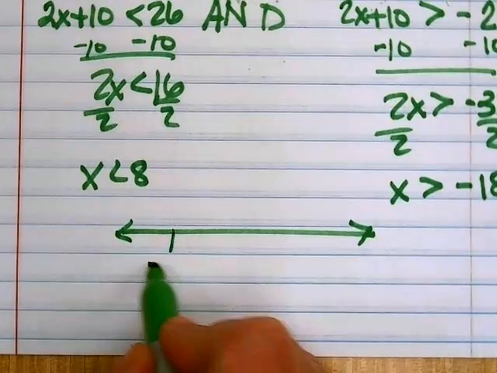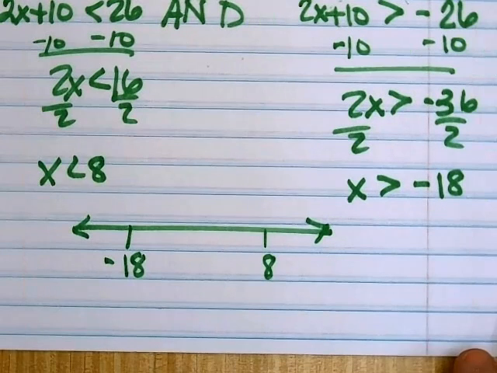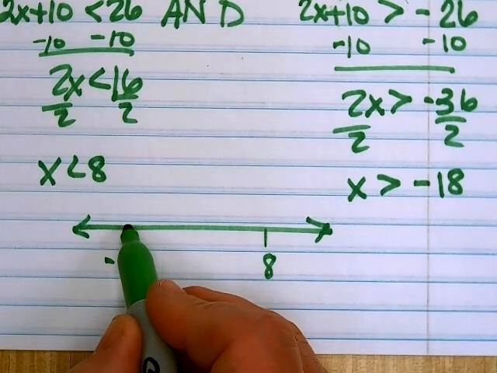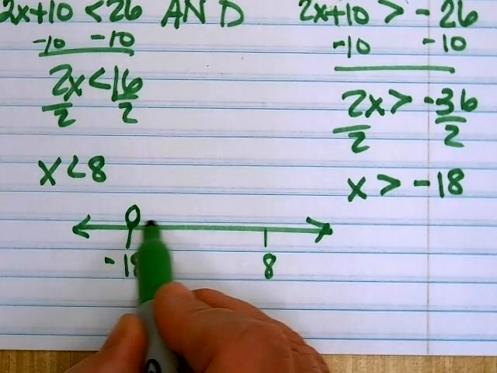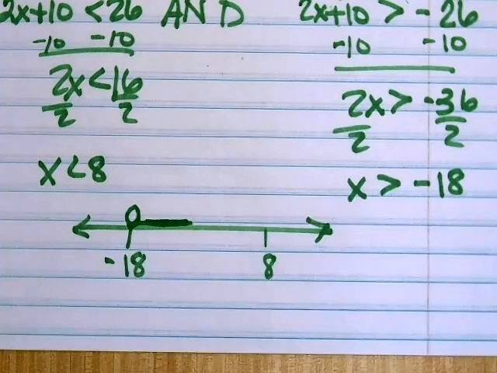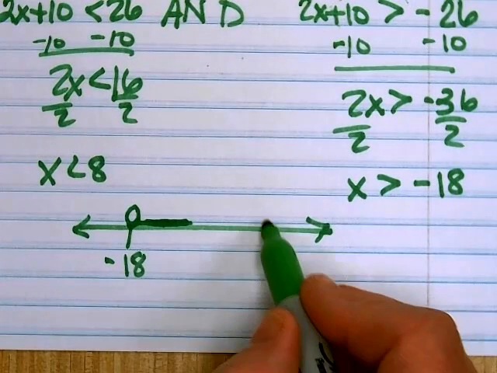So here's -18, here's 8. What happens at -18? Well, it's going to be greater than negative 18. It really goes all the way that way, but we know it's going to be an in-between. What happens at 8? Less than.